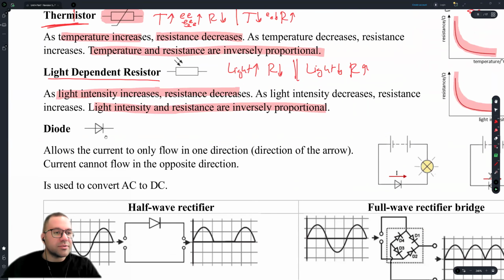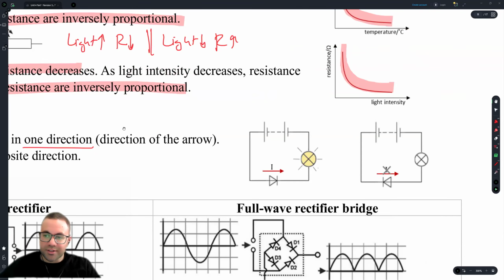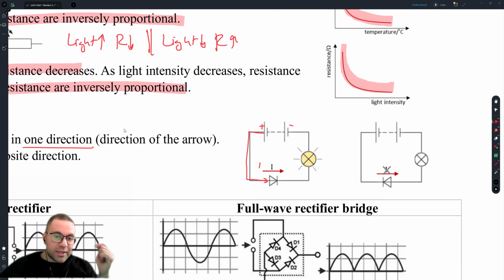Finally, the diode. What is a diode? We described this earlier. It is a component that only allows the current to flow in one direction. Meaning, if you take a look at this here, the current flows from positive to negative. If the current is going to flow in the direction of the diode, it passes through and lights up the circuit as if it's not there, has no resistance.